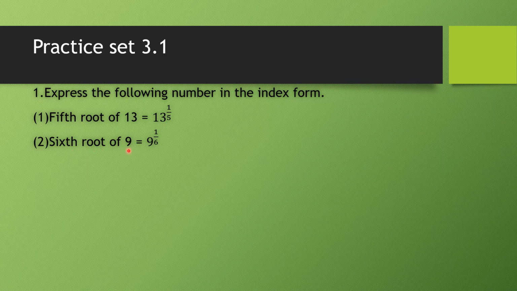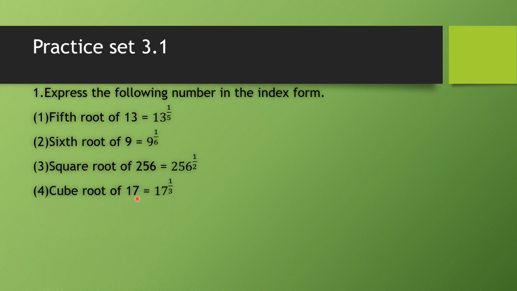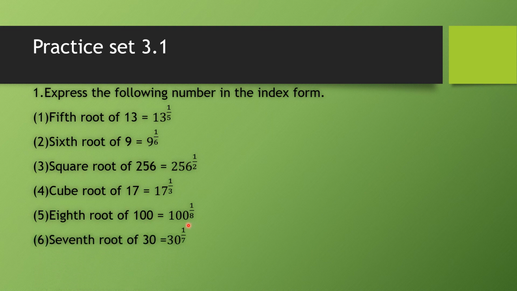Then sixth root of 9. Here sixth root is given, therefore you have to write 1 upon 6 as the index and the base is 9. Then square root of 256. Square root means the second root, and therefore 256 raised to 1 upon 2. Then cube root of 17 can be written as 17 raised to 1 upon 3. Cube root means the third root. Then eighth root of 100 can be written as 100 raised to 1 upon 8. Seventh root of 30 is equal to 30 raised to 1 upon 7.